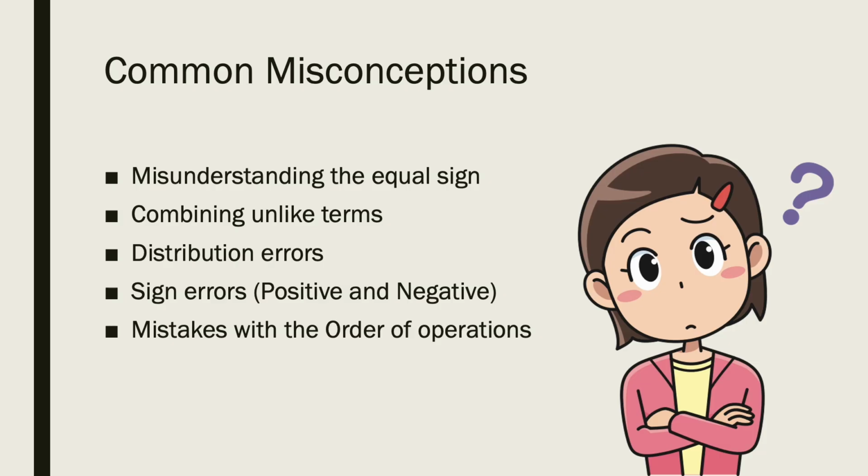There are some common misconceptions that occur. One of the most common is that students will interpret the equal sign as meaning the answer comes next, instead of understanding it is a symbol of balance. Students frequently combine unlike terms, such as 3x plus 4 equals 7x. And the distributive property comes with a lot of mistakes because students forget to multiply every single term inside the parentheses. They'll only do the first term.